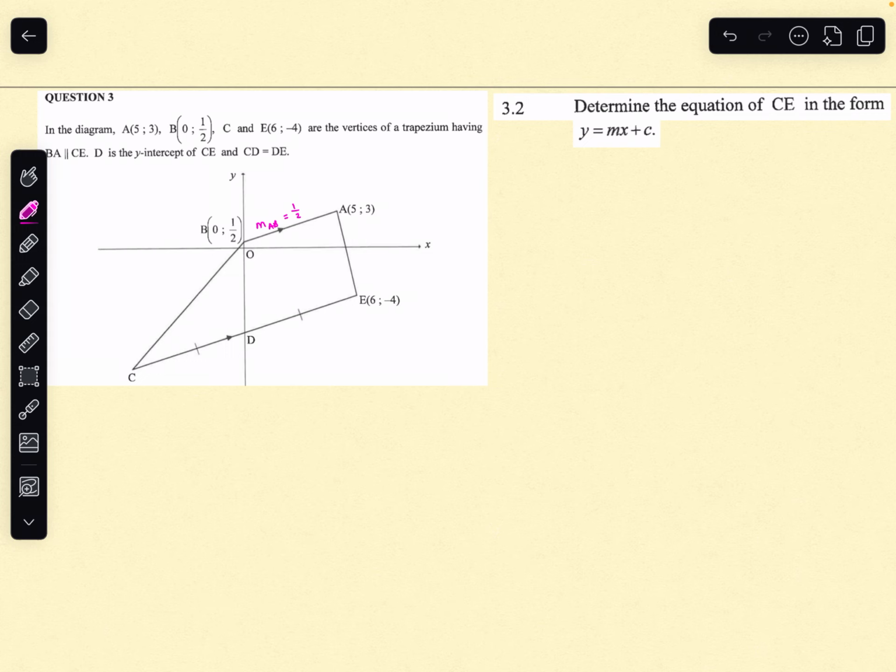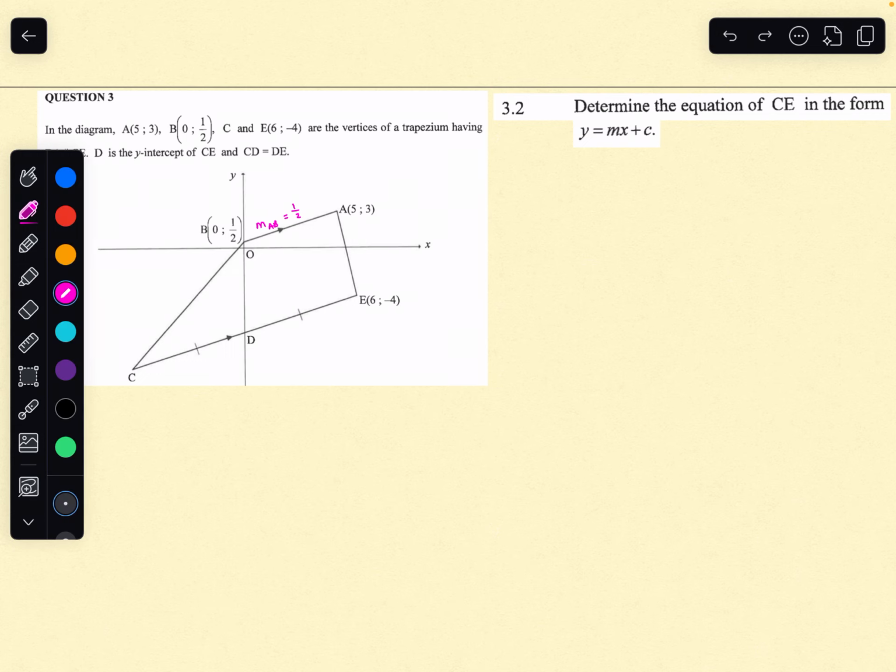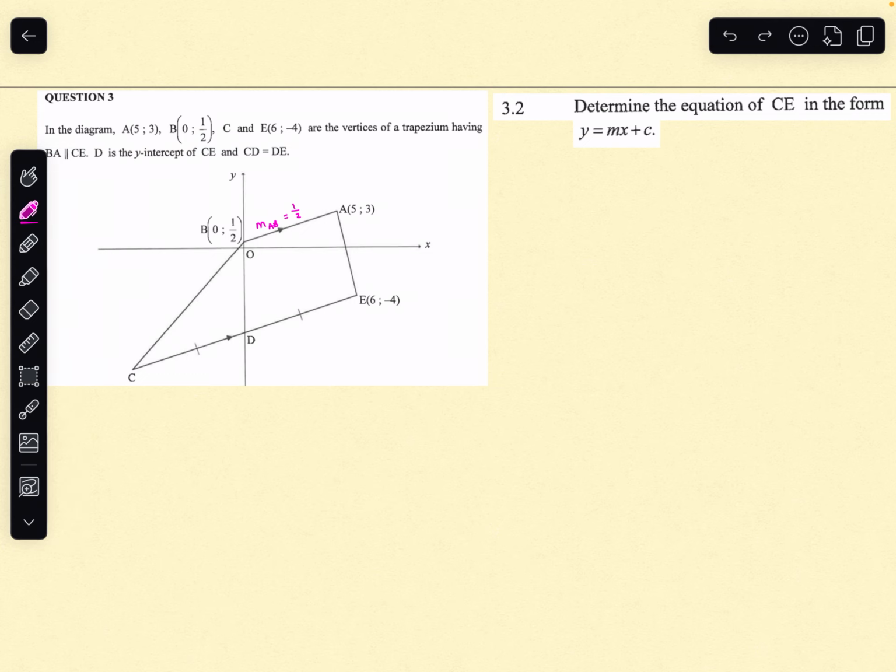So we know that the gradient of CE is equal to the gradient of AB, which is equal to half, and that's because CE is parallel to AB, right?